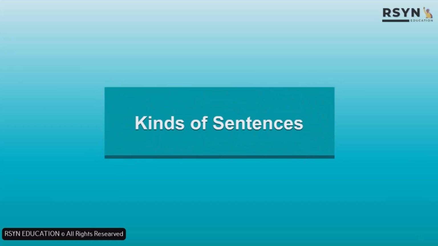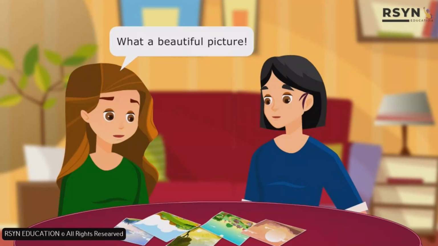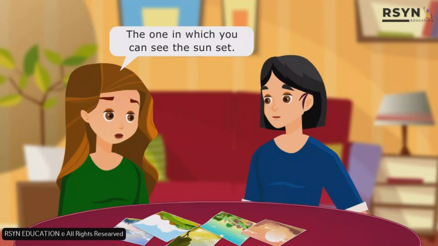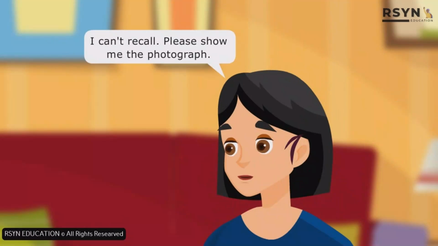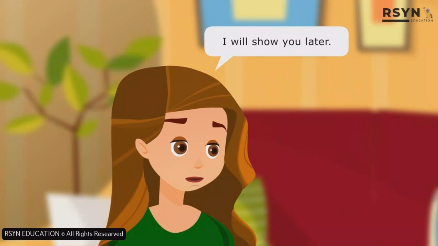Kinds of sentences. What a beautiful picture. Which one do you mean? The one in which you can see the sunset. I can't recall. Please show me the photograph. I will show you later.